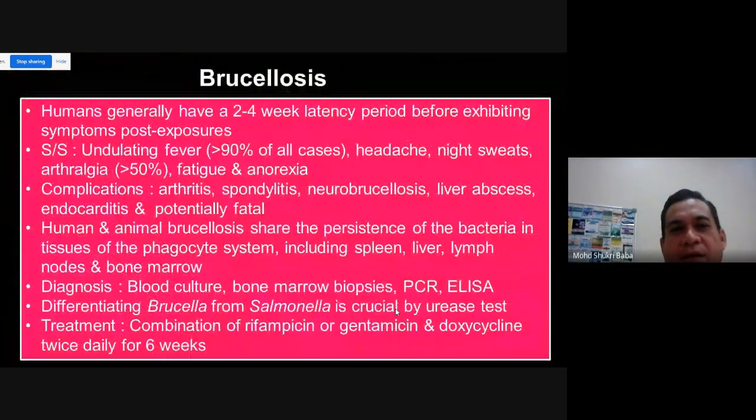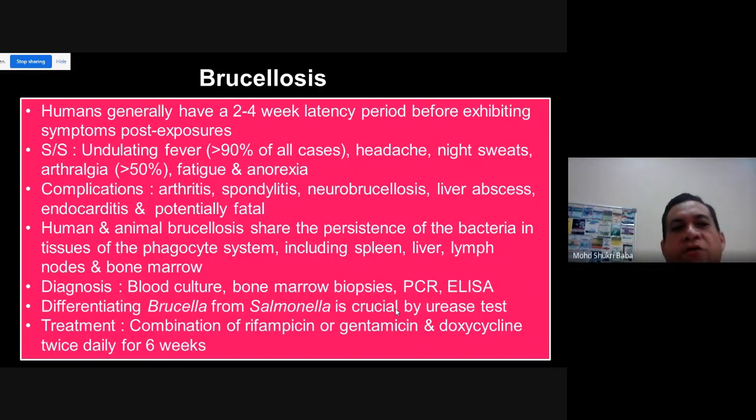Alright. So humans generally have a 2 to 4 weeks latency period before exhibiting symptoms post exposure. Signs and symptoms seperti undulating fever. Undulating fever adalah demam yang on and off, sekejap ada, sekejap tak ada. Seminggu 3 hari demam, 3 hari baik. 2 hari demam, 3 hari baik. 4 hari demam, 5 hari baik. Macam tu lah, dia on and off. And then headache, night sweat, fatigue and nausea. Complications are arthritis, spondylitis, neurobrucellosis, liver abscess, endocarditis, potentially can be fatal.